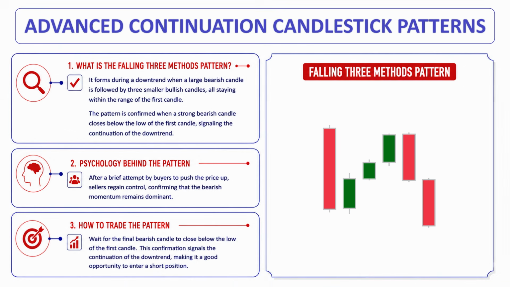Next, we have the falling three methods. This is the bearish version of the rising three methods. It appears during a downtrend when a large bearish candle is followed by three smaller bullish candles, all staying within the range of the first candle. The final candle is a strong bearish candle that closes below the low of the first candle, confirming that the downtrend is likely to continue.